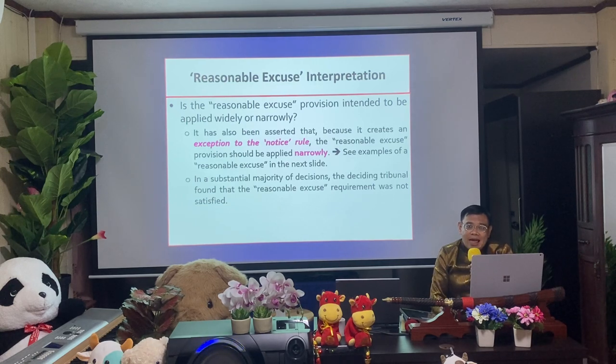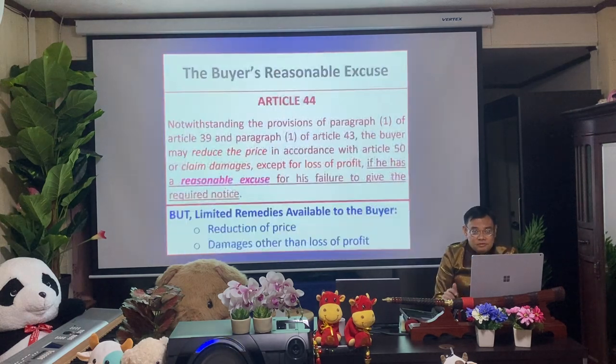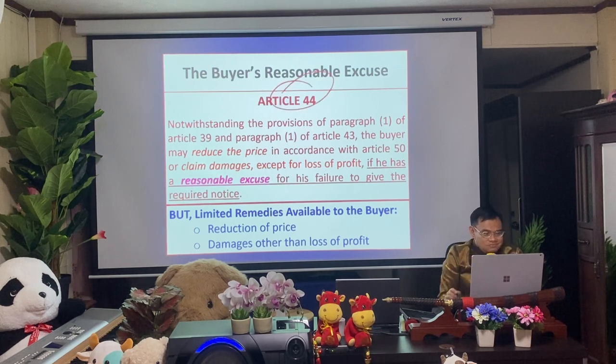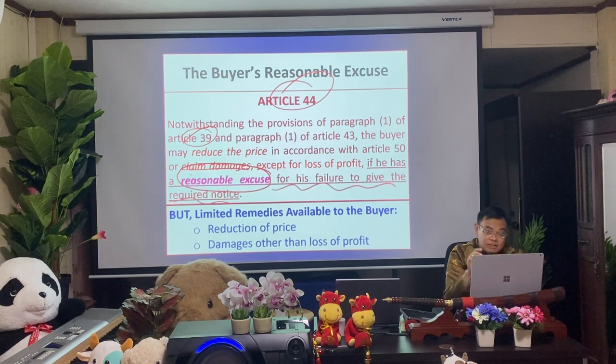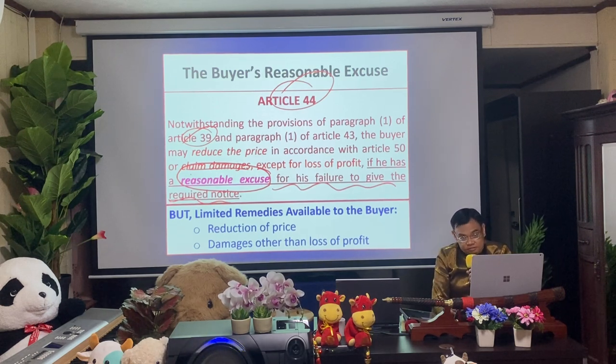The exception two is that failure to give the notice of the lack of conformity is excusable. The buyer has some excuse for failure to give the notice of the lack of conformity. This exception is found in Article 44. Article 44 says that, notwithstanding the provision of Article 39, the buyer may reduce the price or claim damages if he has a reasonable excuse for his failure to give the required notice. That means that even though the buyer fails to give the notice of the lack of conformity, the buyer can still have remedies. The buyer will not lose remedies under the CISG.